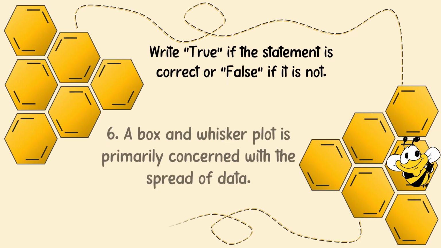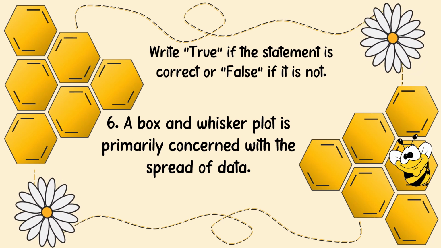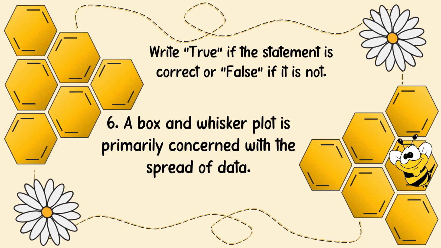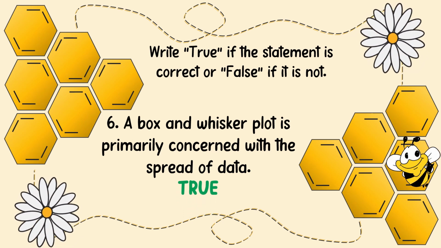Let's have number six. A box and whisker plot is primarily concerned with the spread of data. Now, this statement is also true.